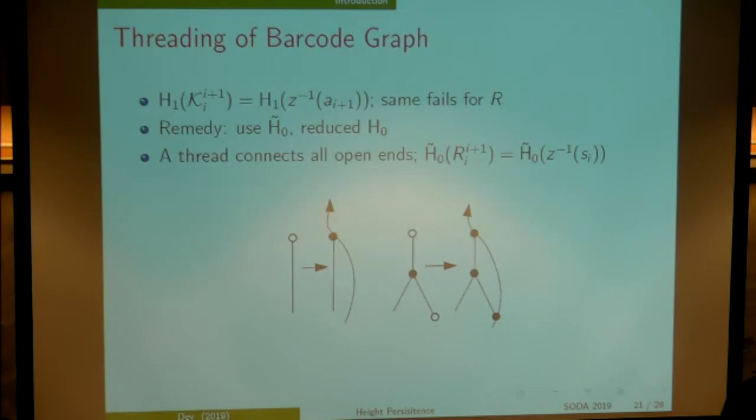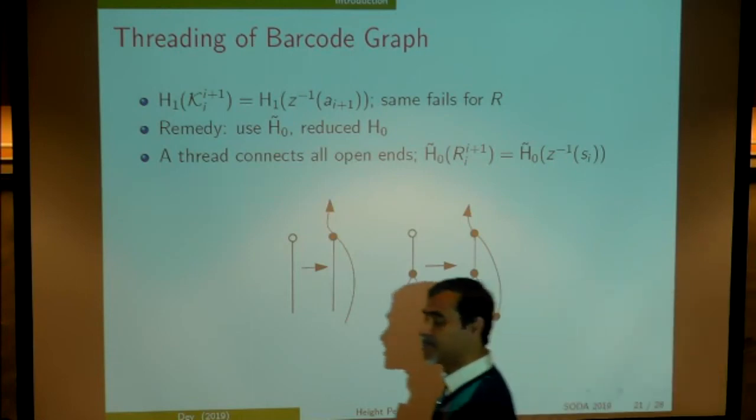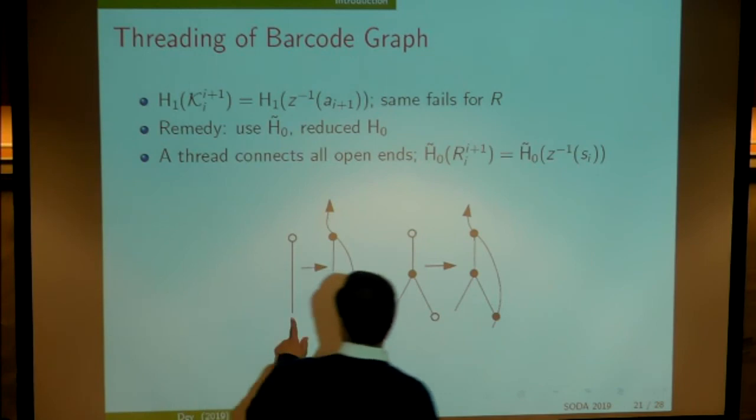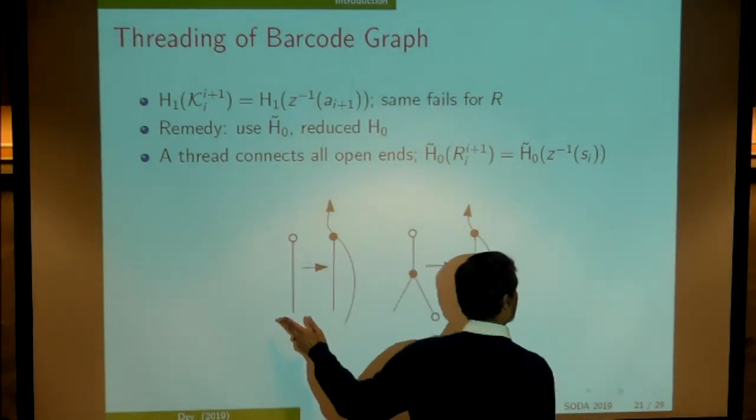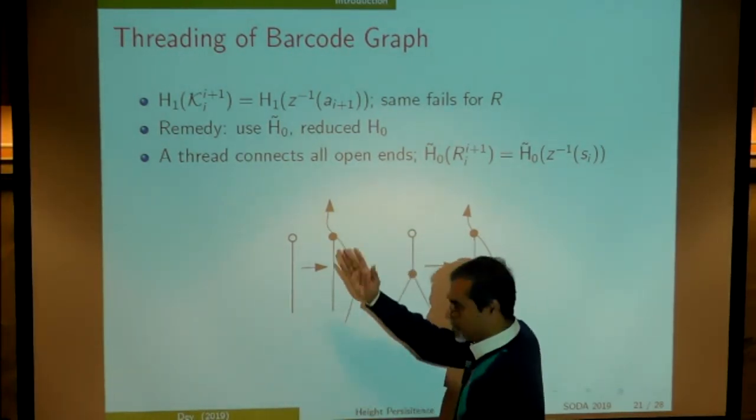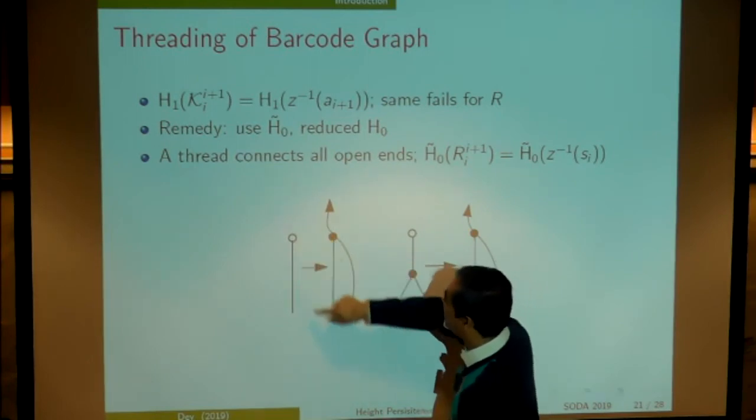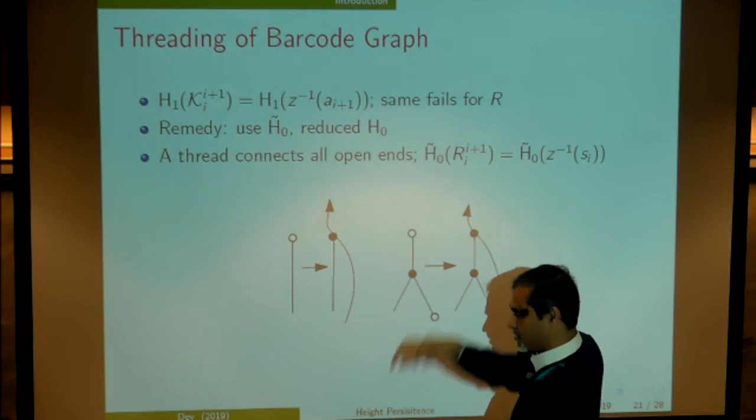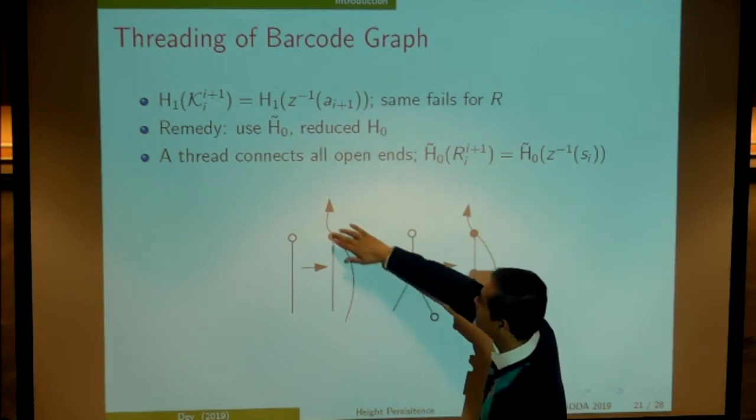But then I convert every open node to a closed node by using a trick called threading. Threading is nothing but this: I convert the H0 to the reduced homology group. There is a reason, actually. If I had more time, I would have explained. But algorithmically, for every open node, I take a monotonic thread from -infinity to infinity, and just let it pass through the open nodes.